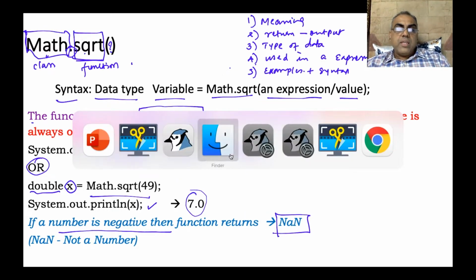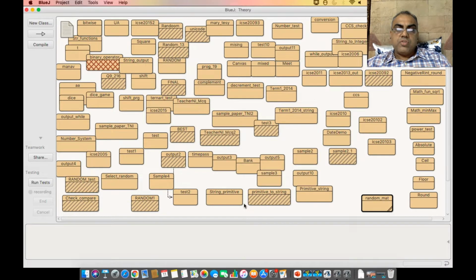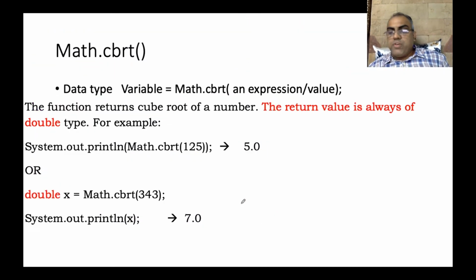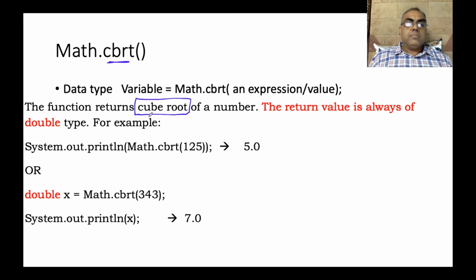So here is the example that you have. We will first do the cbrt also, and then we'll take the example. Two functions at a time. The next function that we have is Math.cbrt. cbrt is going to return the cube root of a given number. So whatever number is given here, it will give you a cube root.